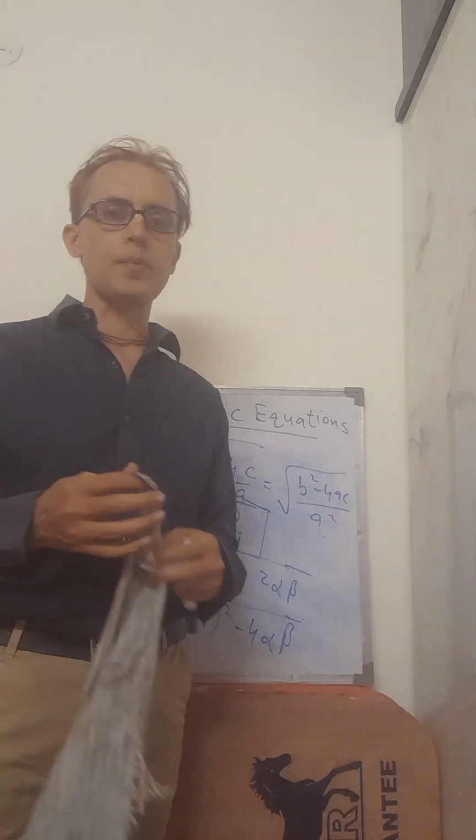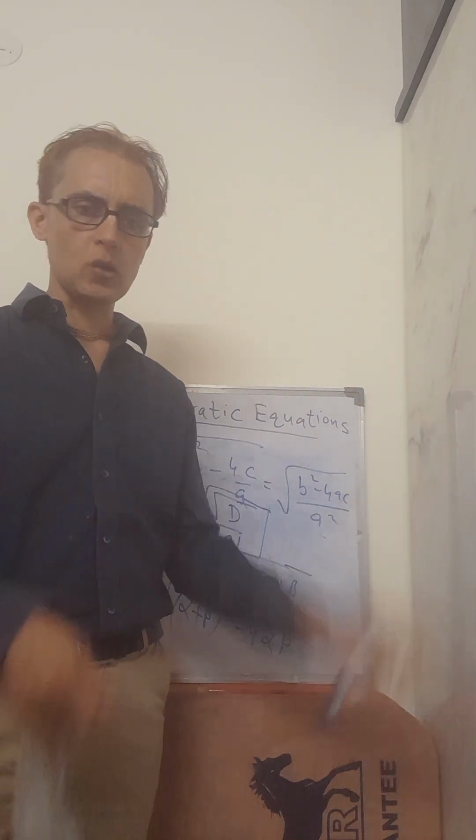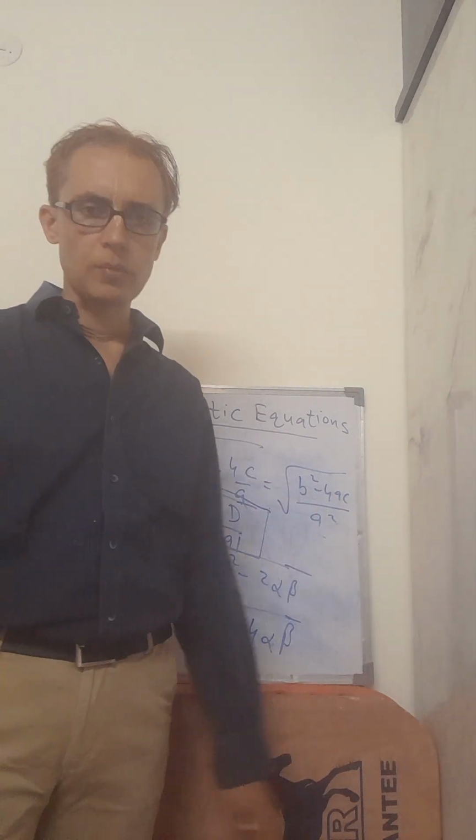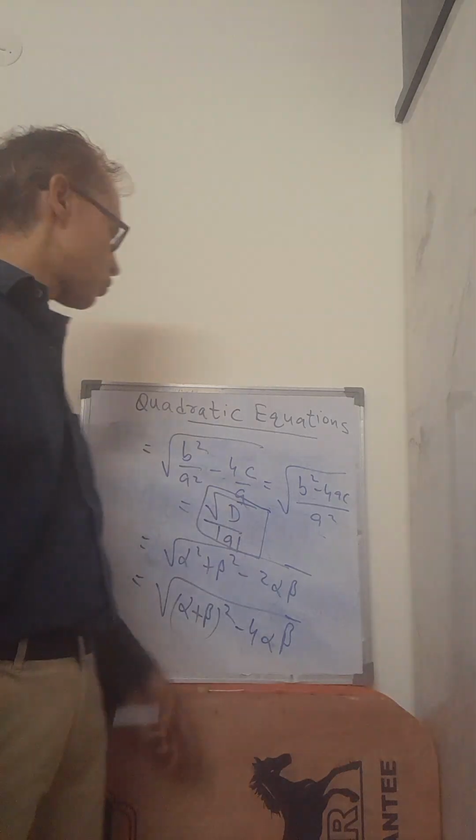Root D by mod A gets applied very often. The previous formula you can forget, no problem, but root D by mod A you're supposed to remember. Okay, got it. And you should also know how we got that formula.